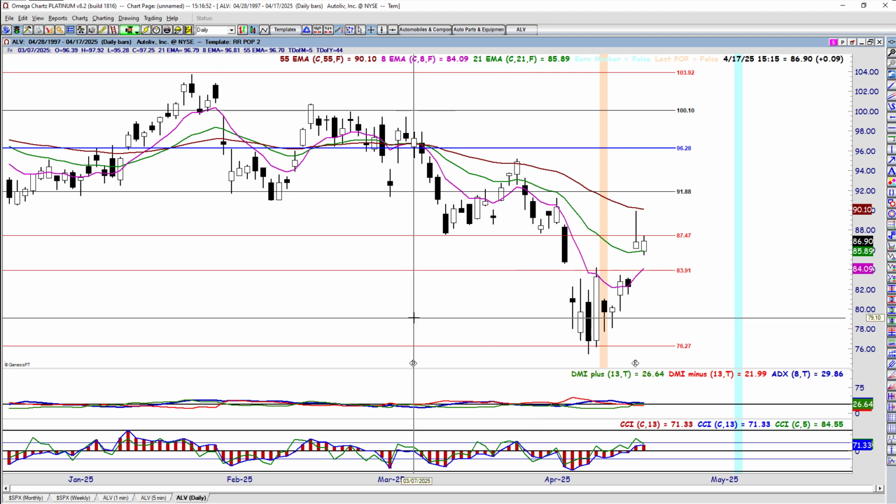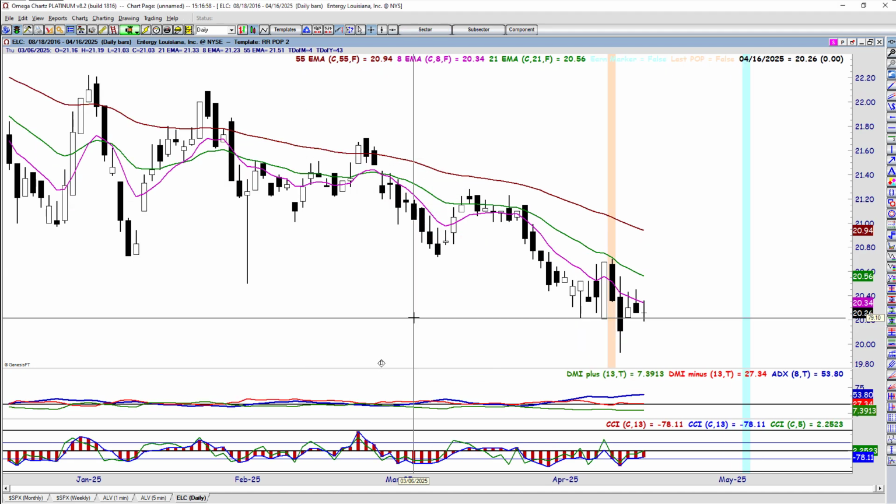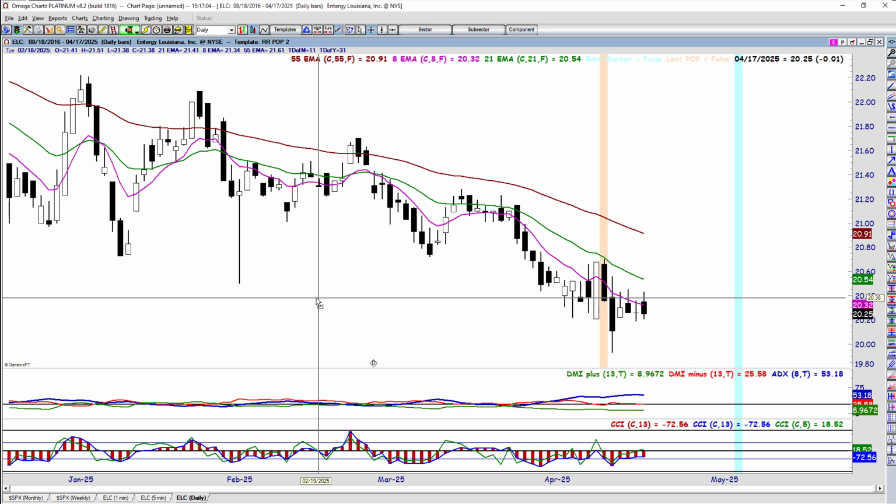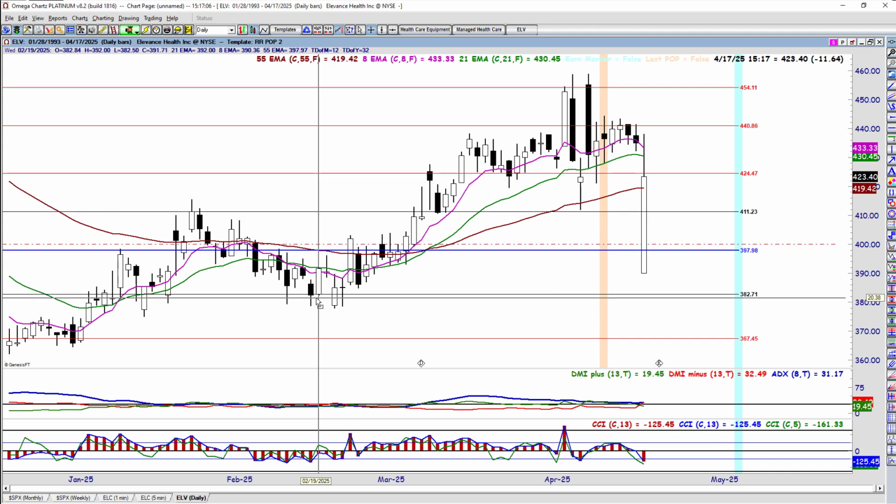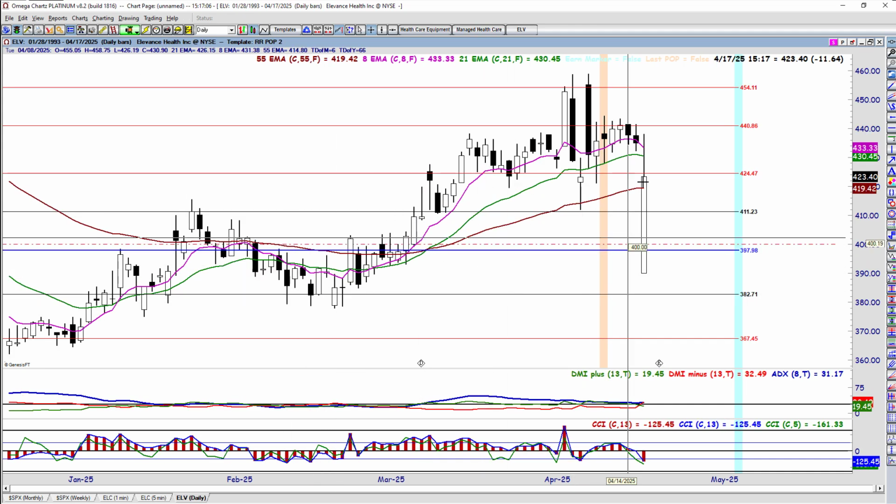And then the last one is ELV. Amgen is the only symbol that did not have a V in it. That was interesting. Let's try that again. There we go, ELV.